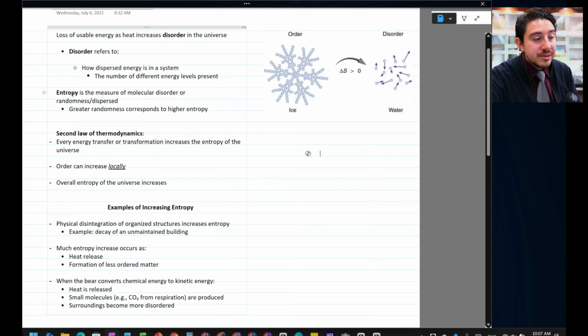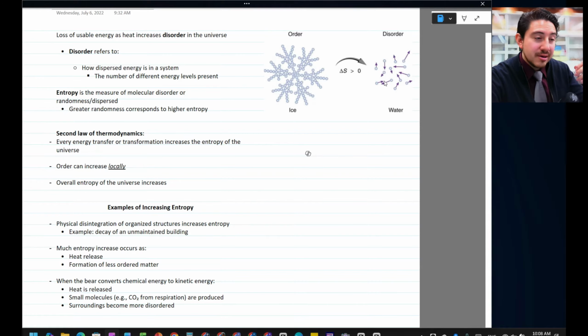Now, entropy is a measure of molecular disorder or randomness in an environment. Greater randomness corresponds to greater entropy. So entropy, remember, is this idea that molecules are just moving about in a random way. How strongly they're moving, you can think of that as entropy. So it's a measure of how much randomness the particles are moving in.